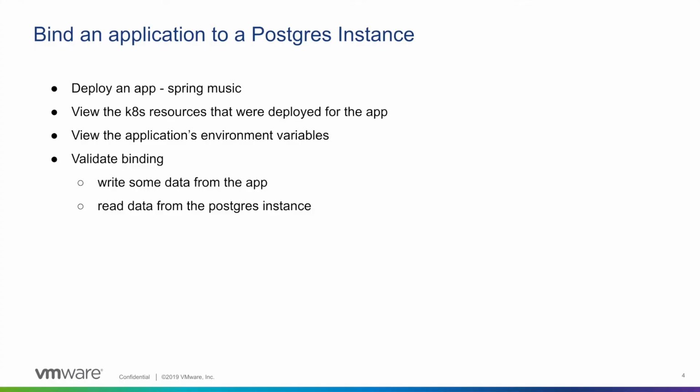I want to take this time and recap what we just saw. We saw how easy it was to bind an application to a Postgres instance running in your Kubernetes cluster. We first deployed the Spring Music sample application. We looked at the K8s resources that were deployed for that application. And we looked at how the authentication coordinates were wired into the application using environment variables. That is one way you could do this binding between an app and a Postgres instance. Once we looked at all of these, we created a sample album from the Spring Music app's dashboard, which simulated a write to the Postgres instance. And we read that data back from the psql connection that we had manually connected to the Postgres instance with.